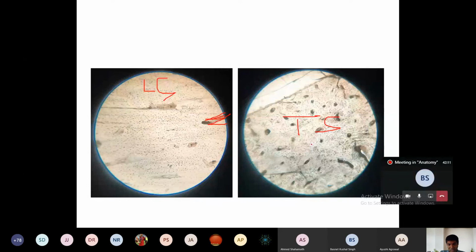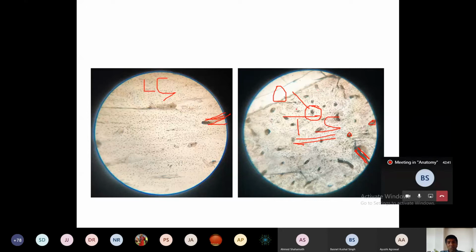These things are there, and how to differentiate it from the TS or CS? Even CS you can write. Here you can see the cross section of the Haversian canal, and this is the Volkmann's canal, connecting to the Haversian canal. You can see the concentric arrangement of the lamellae forming the osteon. This is known as the osteon, or Haversian system.